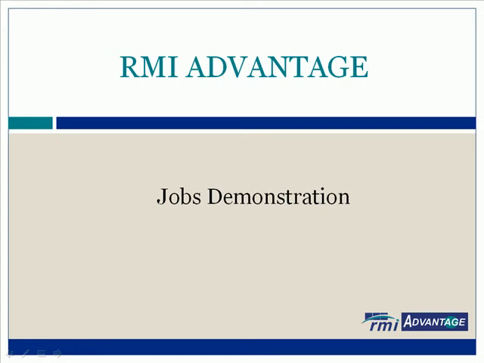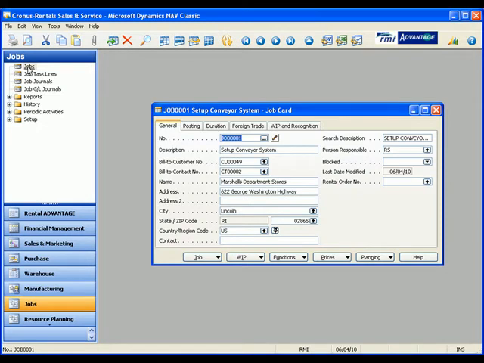In this video, I will demonstrate the jobs functionality that is included with RMI's Advantage solution. Jobs are used to keep track of all the costs you incur related to a specific project. This can be internal labor, outsourced labor, consumption of any parts used in service, as well as rental activity. Let's take a look at a job card in Advantage.